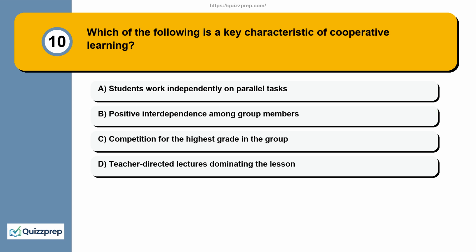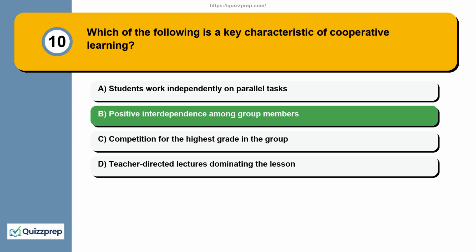Question 10. Which of the following is a key characteristic of cooperative learning? Here are your options. Option A. Students work independently on parallel tasks. Option B. Positive interdependence among group members. Option C. Competition for the highest grade in the group. Option D. Teacher-directed lectures dominating the lesson.